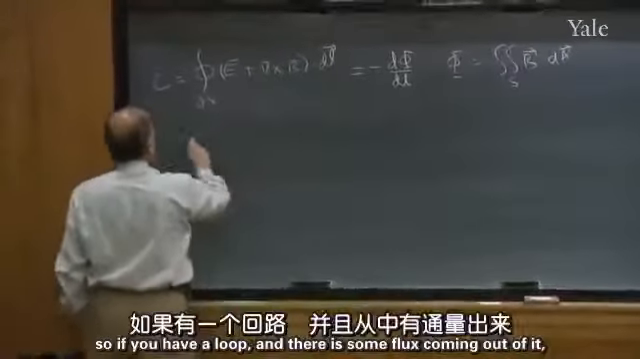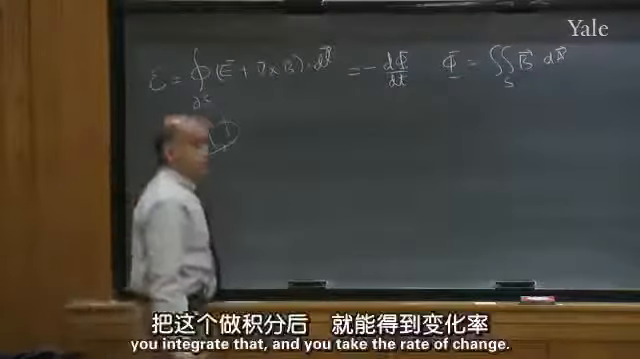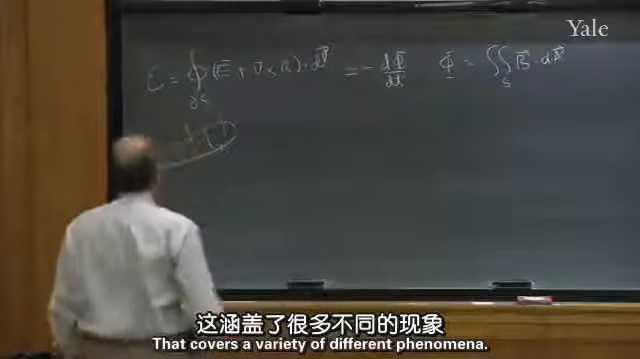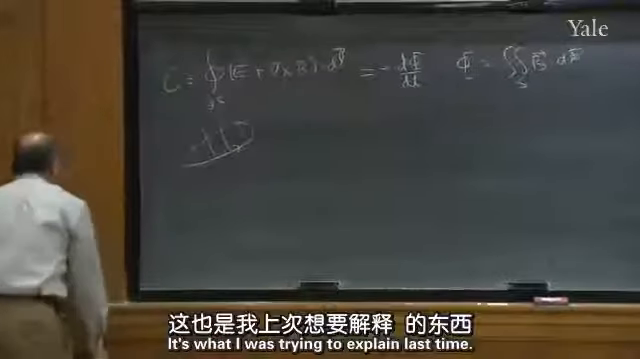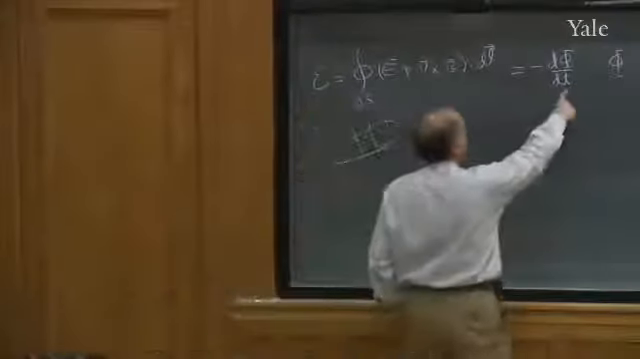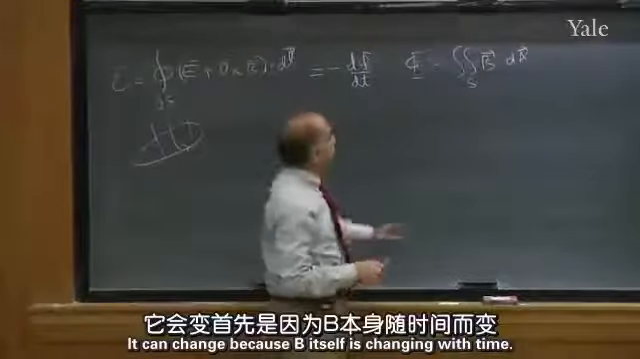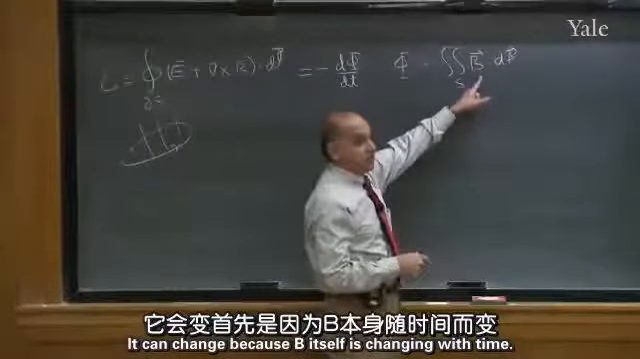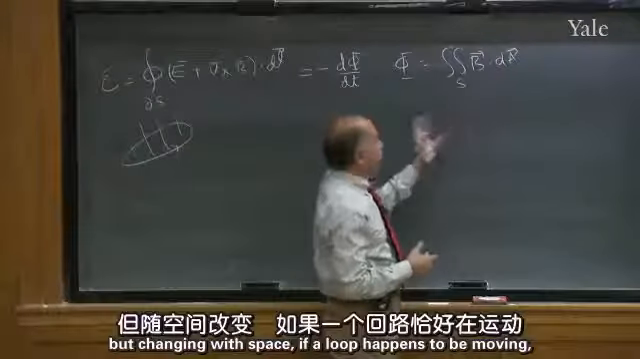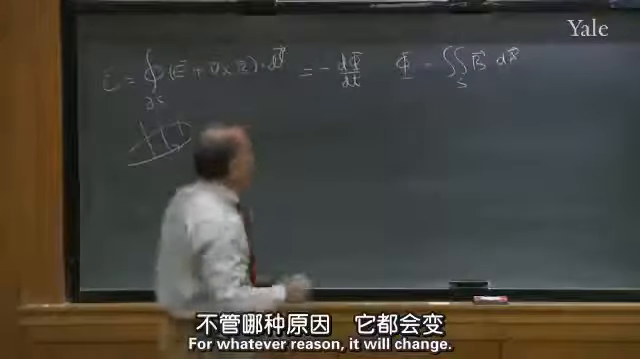So if you have a loop, then there is some flux coming out of it. You integrate that and you take the rate of change. That covers a variety of different phenomena, which is what I was trying to explain last time. First of all, if you ask why does the flux change, it can change for two reasons. It can change because B itself is changing with time, or even if B is not changing with time but changing with space, if a loop happens to be moving, that can also change the flux through it. For whatever reason, it will change.